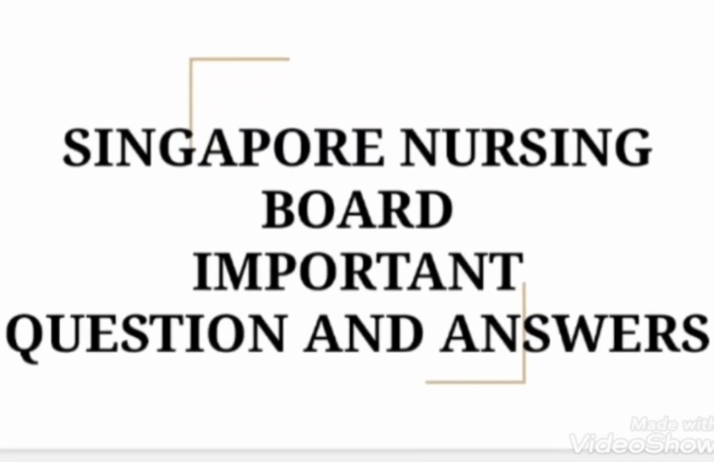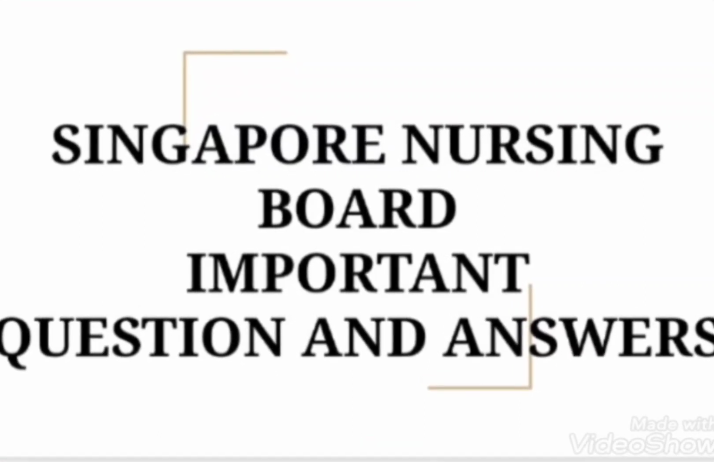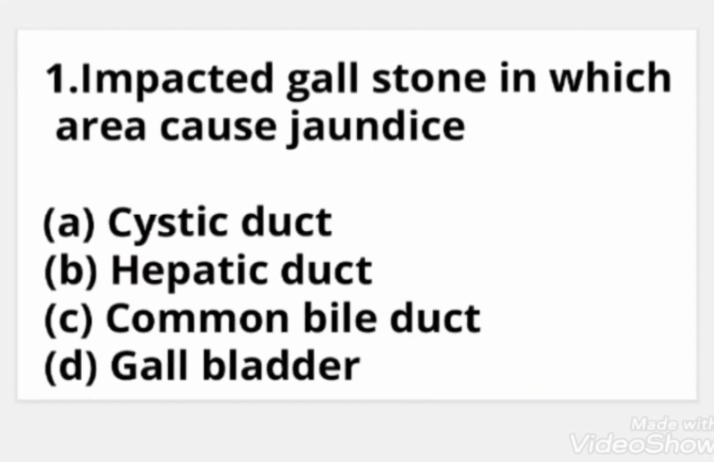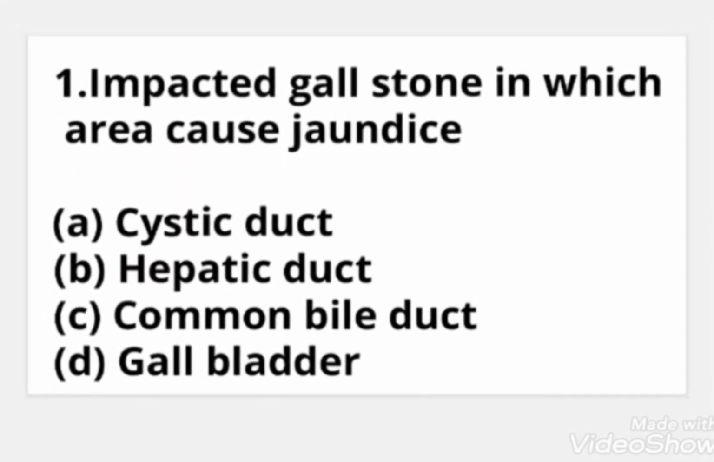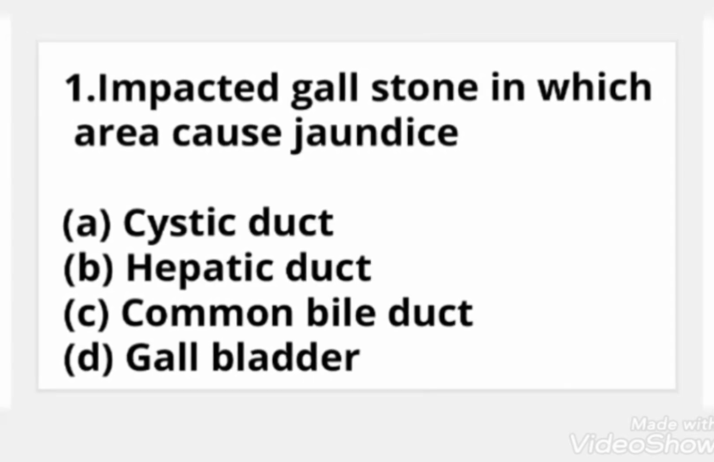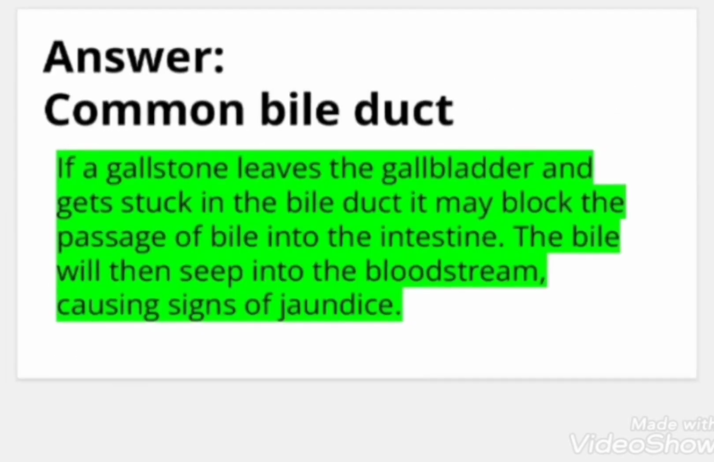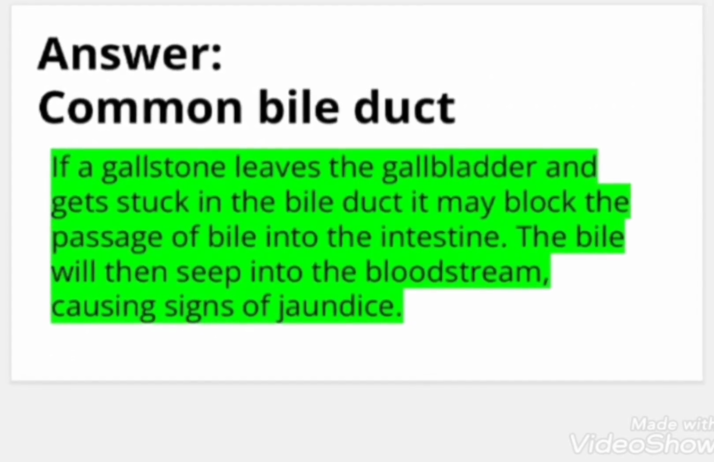Singapore Nursing Board important questions and answers. 1. Impacted gallstone in which area caused jaundice? A. Cystic duct. B. Hepatic duct. C. Common bile duct. D. Gallbladder. Answer: Common bile duct.